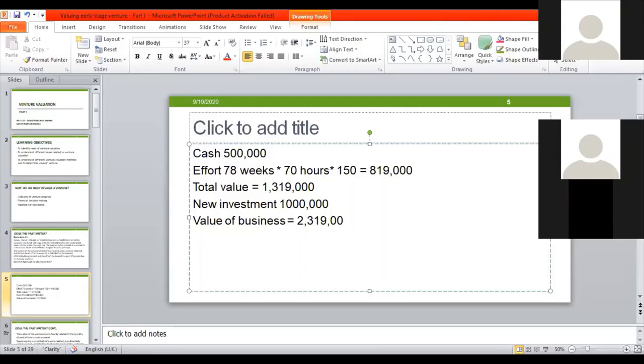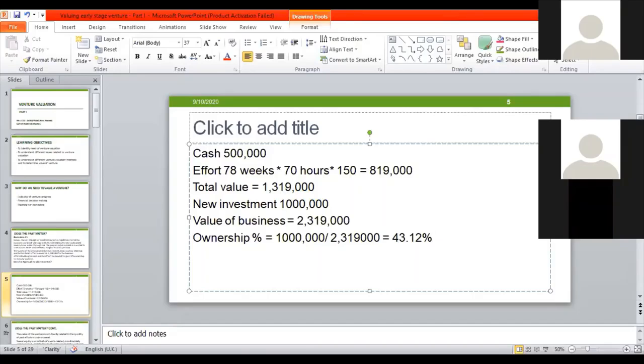Now, based on this value, we can calculate what is the percentage of ownership that we can give for the new investor. So after the new investment, total value of the business is equal to 2,319,000 and the new investment value is equal to 1 million. So ownership percentage we can calculate it by dividing the new investment by the total value of the venture after the new investment. That would be equal to 43.12, right?